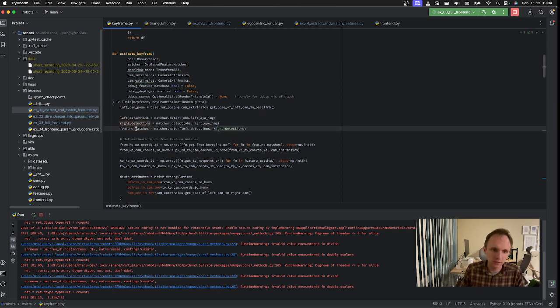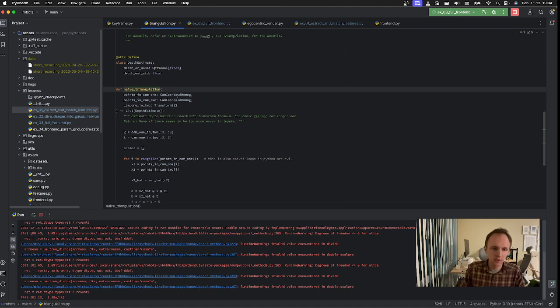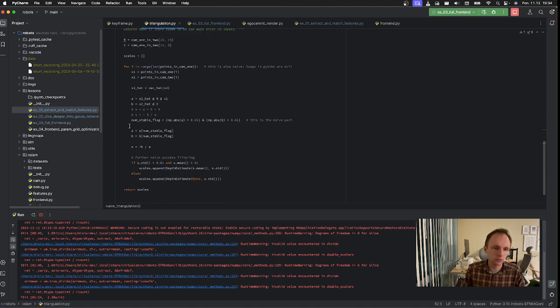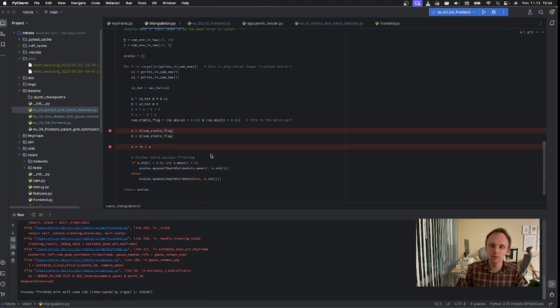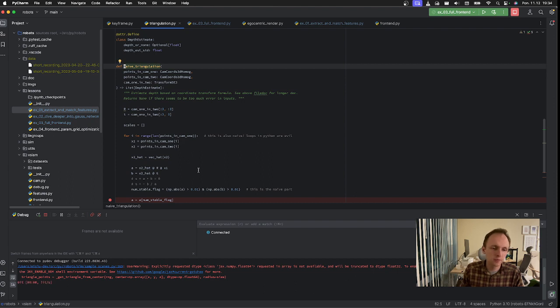So we see the feature matches, then we do a bunch of coordinate transformations, and then finally we go into naive triangulation. And then what I'm going to do is place breakpoints, and we're going to restart the system and see what kind of data we are getting in there. So start the system.